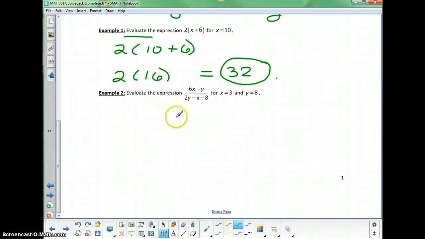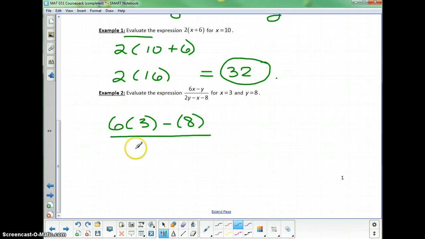The next example, another evaluate. This one has more than one variable, and I'm going to plug in x equals 3 and y equals 8 everywhere I see an x or a y in that expression. So it's going to become 6 times 3. Notice I need to use some kind of representation for that multiplication. When I see 6 and x, it's implied multiplication. When I write it down, I'm going to use those parentheses. So 6 times 3 minus 8, that was my y, over 2 times y again, so 8 again, minus x, which is 3, minus 8.